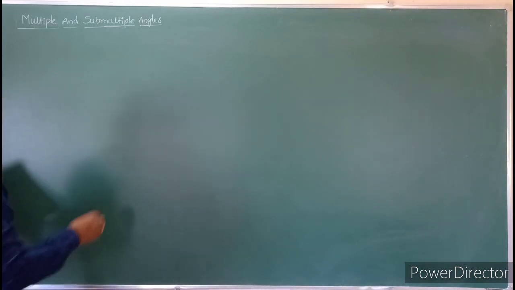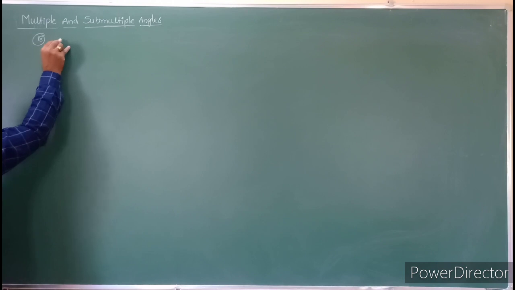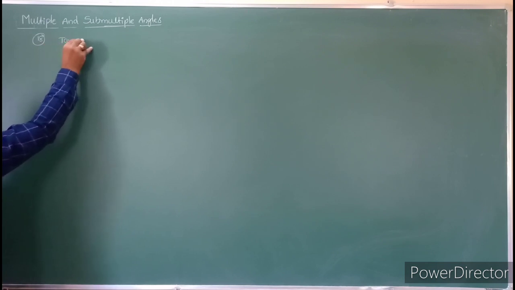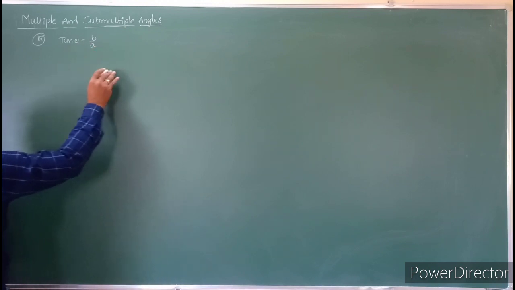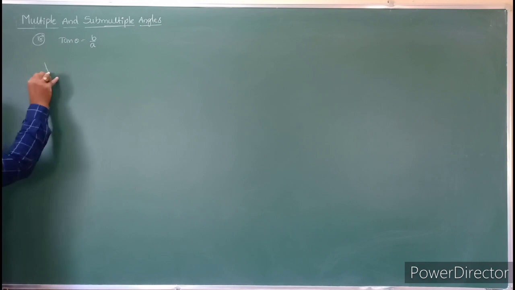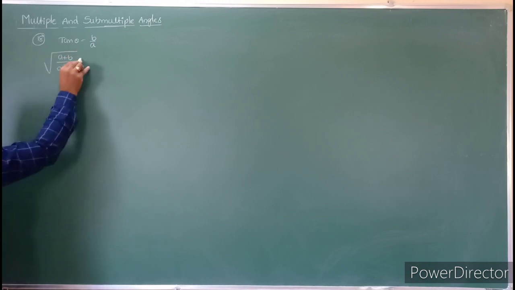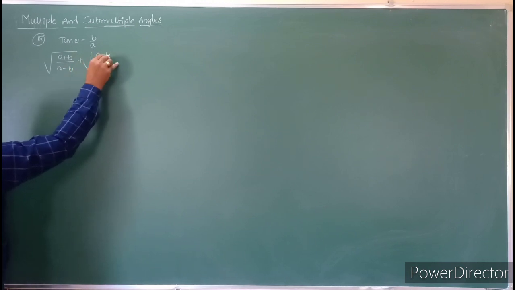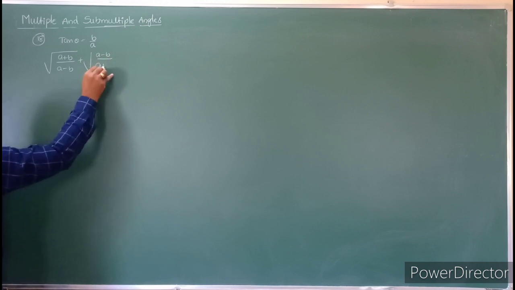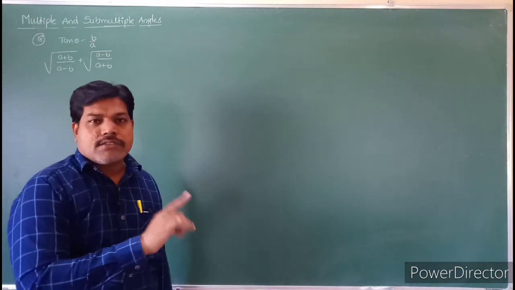So what is question number 18? Tan theta is equal to b by a. Then what is the question? Square root of a plus b by a minus b, plus square root of a minus b by a plus b. So tan theta is equal to b by a, then they are asking this value.